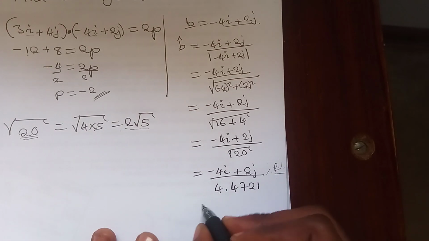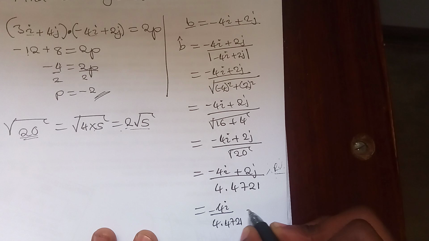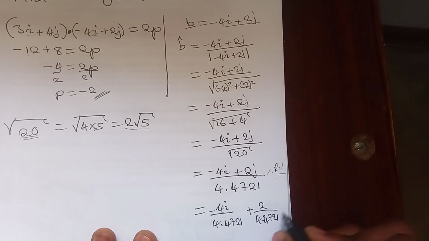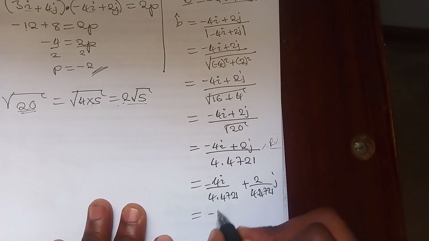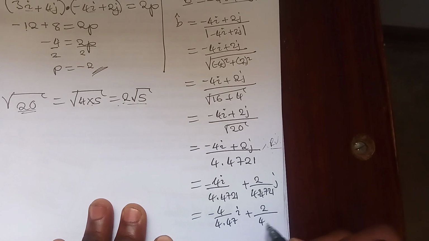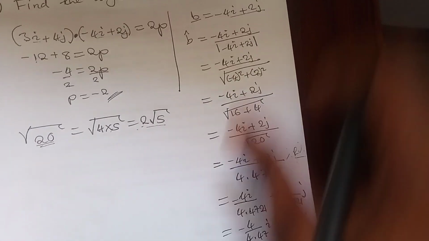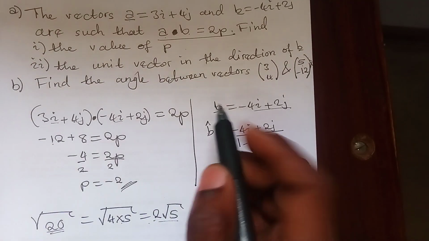At this point you can either leave it like this, or you can separate the two, so that you have minus 4i over 4.4721, then plus 2 over 4.4721 j, which rounds off to minus 4 over 4.47 i, then plus 2 over 4.47 j, and you're done.